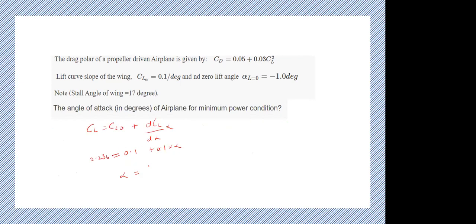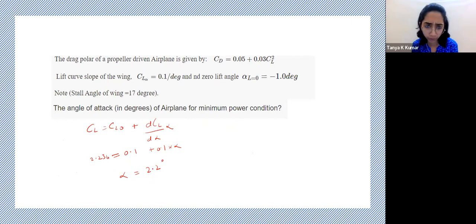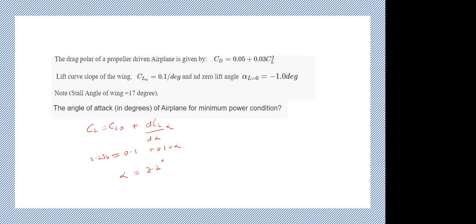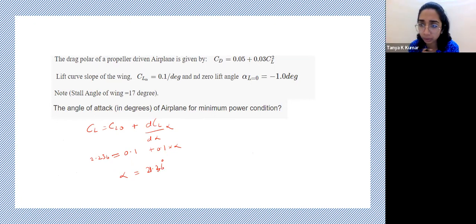21.36, so 21. It's a mistake. Yes, 21. Someone who said 11.9, are you clear? The previous case was 11.9. Now it is different, that is the minimum power condition. Is it clear now? Yes, clear.